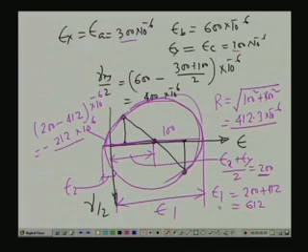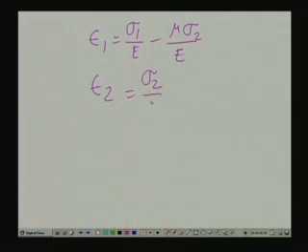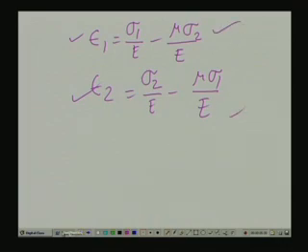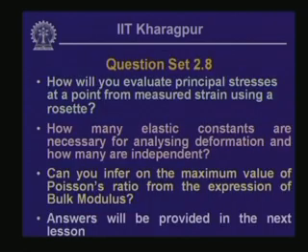So, once we have this value of epsilon 1 and epsilon 2, as you know, the value of epsilon 1 is equal to sigma 1 by E minus mu times sigma 2 by E, and consequently epsilon 2 is sigma 2 by E minus mu sigma 1 by E. Now, from this if we substitute the values of epsilon 1 and 2, we can get the values of sigma 1 and sigma 2. Well, to summarize then, in this particular lesson we have included the concept of strain gauges and strain rosettes and some of the relationships between the elastic moduli, and these are the questions set for you.